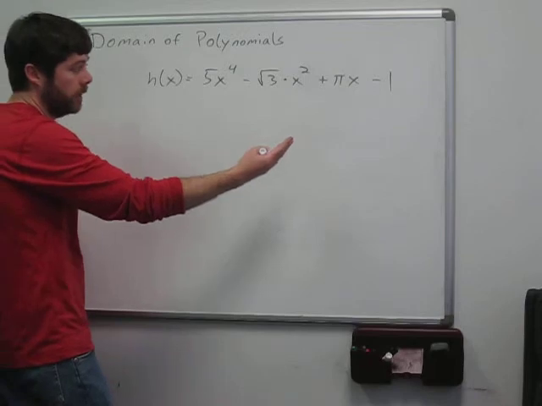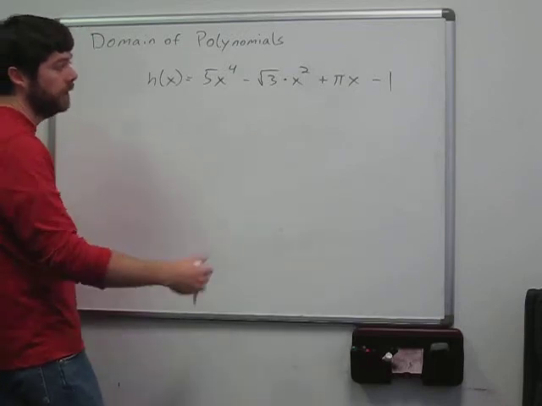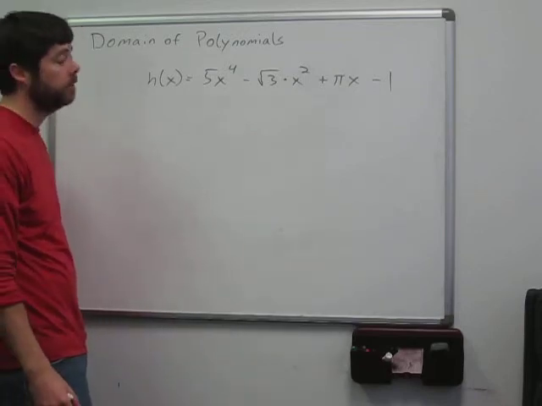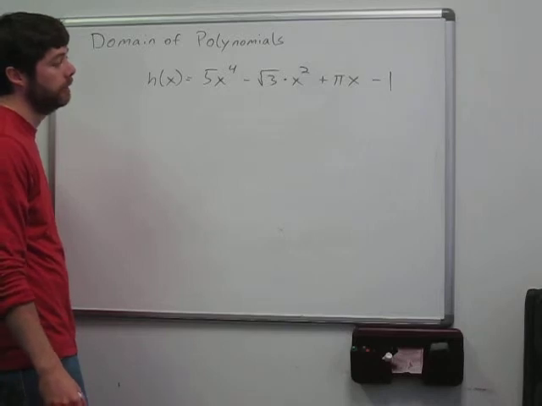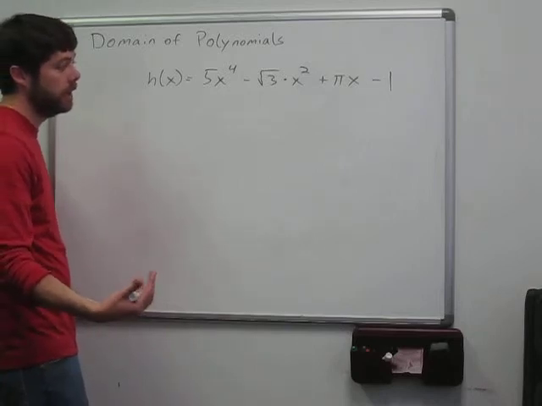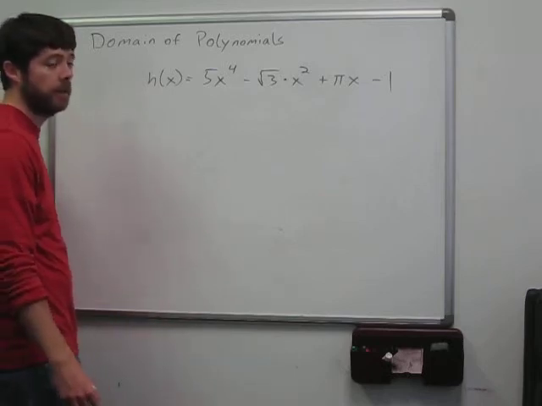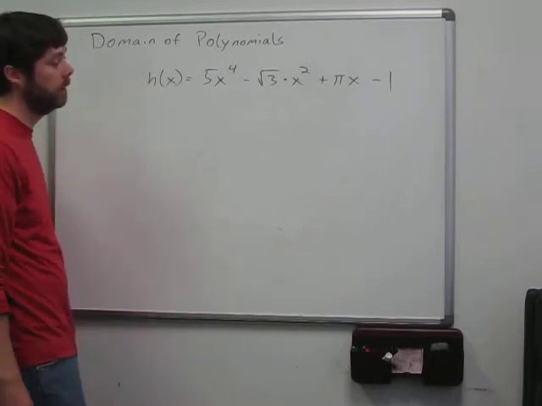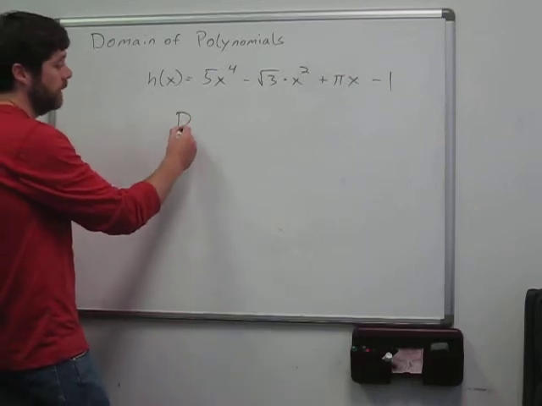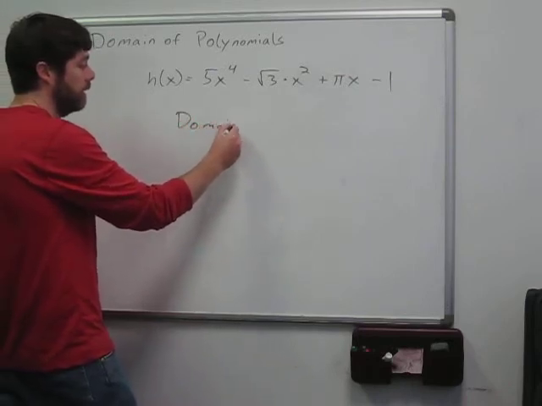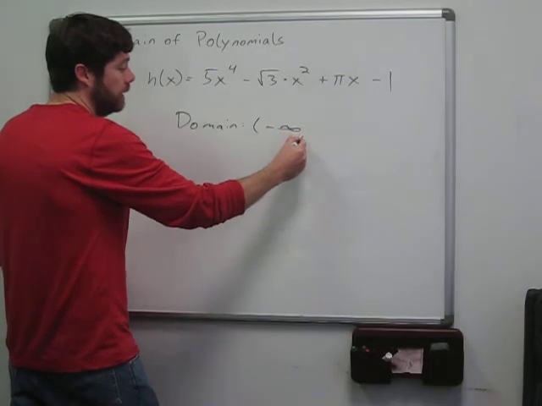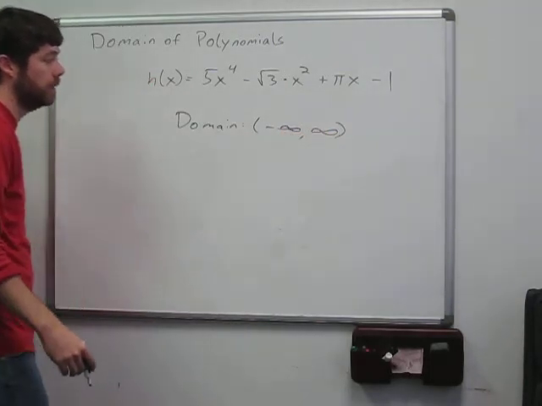So this polynomial will just be a finite sum or difference of real numbers. And real numbers are also closed under addition and subtraction. When you add or subtract a finite number of them, you get one real number back. So the domain of this polynomial, and indeed any polynomial, is all real numbers.